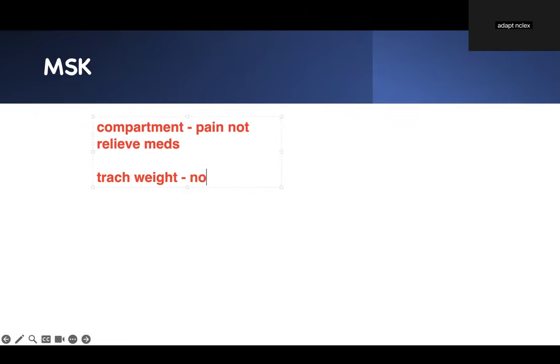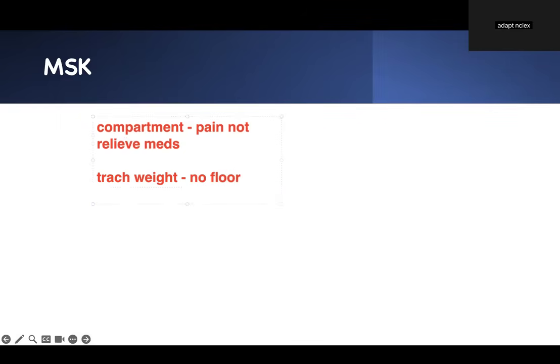And let me put everything together. What is the problem? Compartment syndrome. What are you worried about? Pain not relieved by pain medication. That's key. When you hear it, that's the buzzword. Traction. What are you worried about? Make sure the weights are never on the floor.